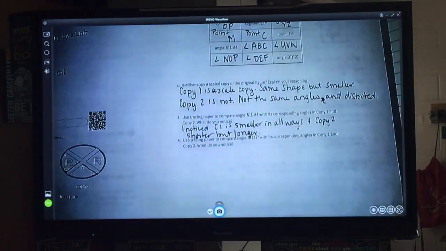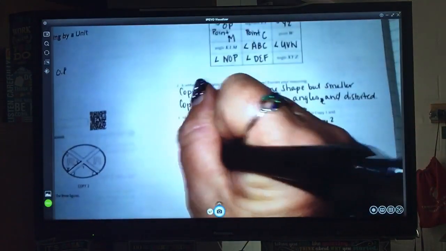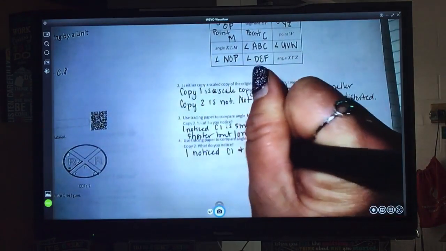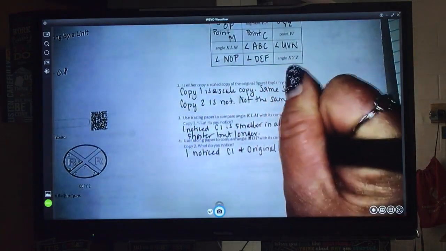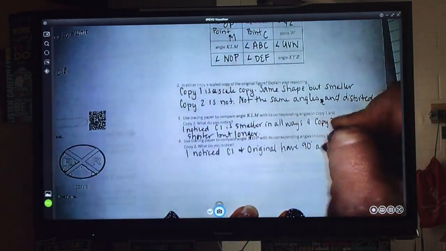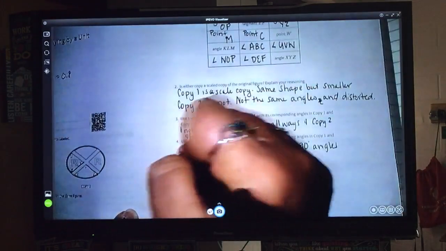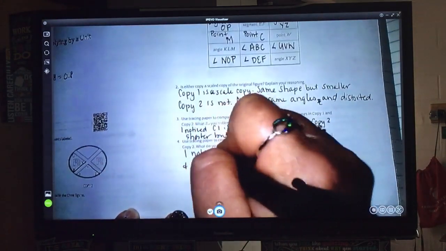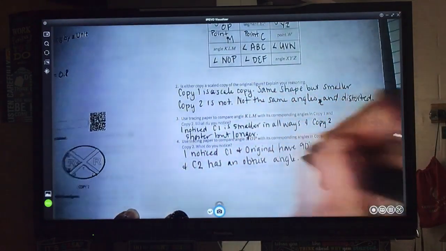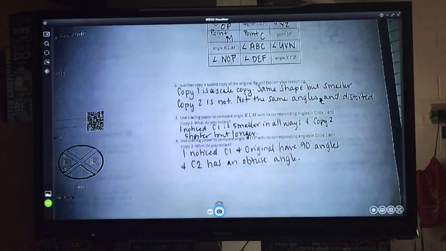Alright. Number 4 says use tracing paper to compare angle NOP with its corresponding angles in copy 1 and copy 2. What did you notice? Gabriel? Copy one and the original have 90-degree angles, and copy two has an acute. So copy 1 and original have 90-degree angles, right angle, and copy 2 has an acute. Alright, anything else we wanna add to that one? We're good?